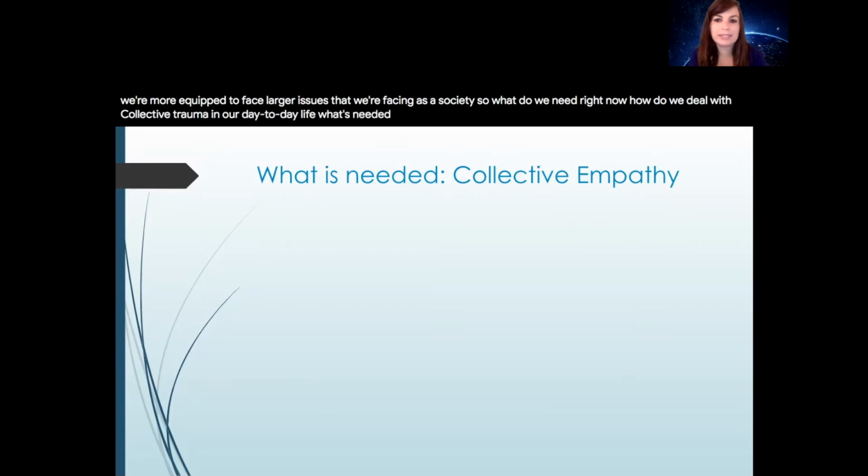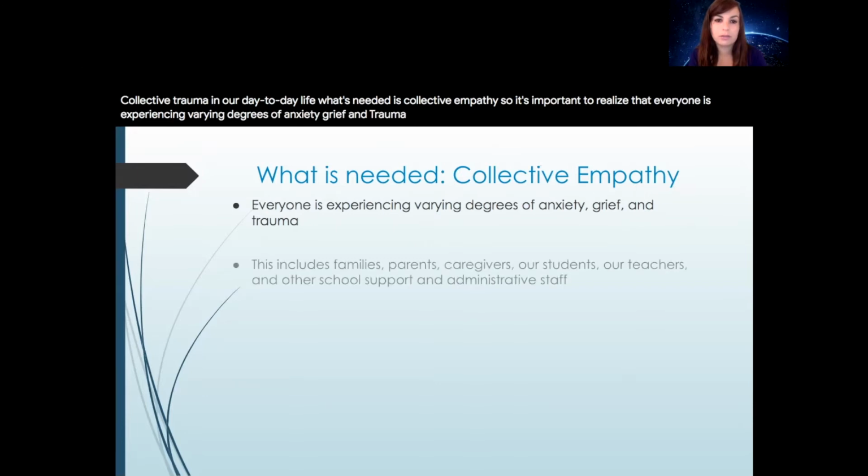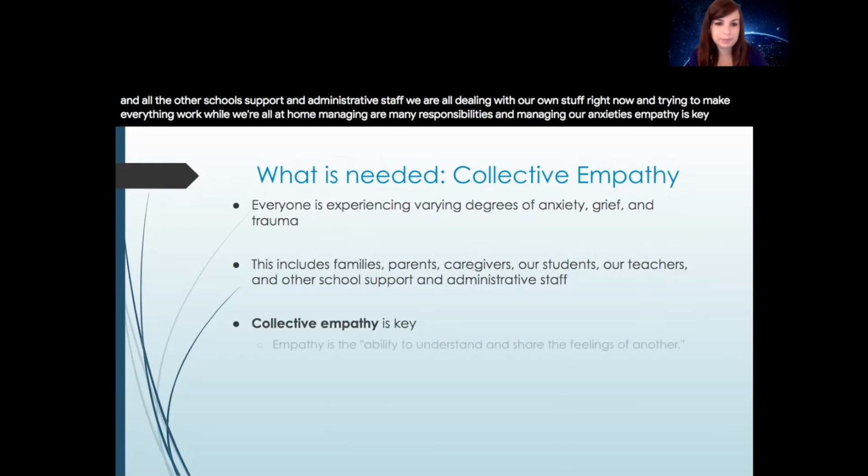What's needed is collective empathy. So it's important to realize that everyone is experiencing varying degrees of anxiety, grief, and trauma. This includes our families, parents, caregivers, our students, our teachers, and all the other school support and administrative staff. We are all dealing with our own stuff right now and trying to make everything work while we're all at home, managing our many responsibilities and managing our anxieties. So collective empathy is key.